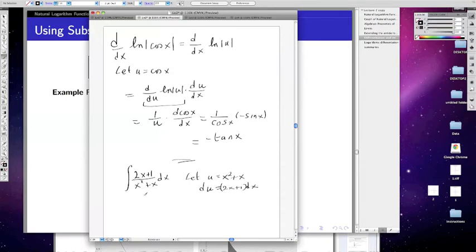This gives me that this integral is equal to the integral of du over u, or 1 over u du, and then by our formula, that's the natural log of the absolute value of u plus a constant. And now, substituting for u again, we get that that's the natural log of the absolute value of x squared plus x plus some constant.